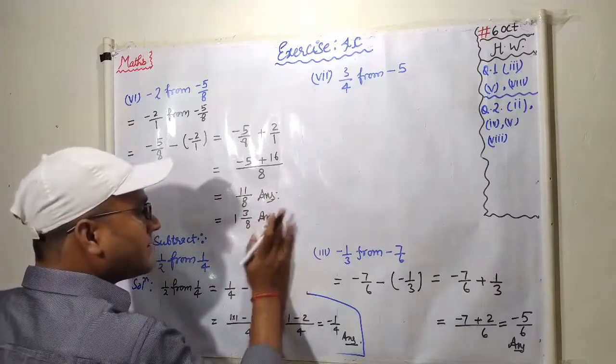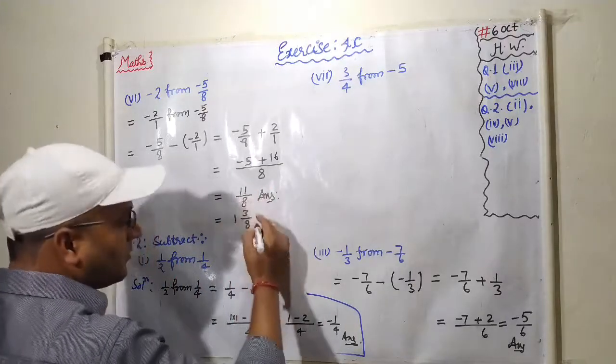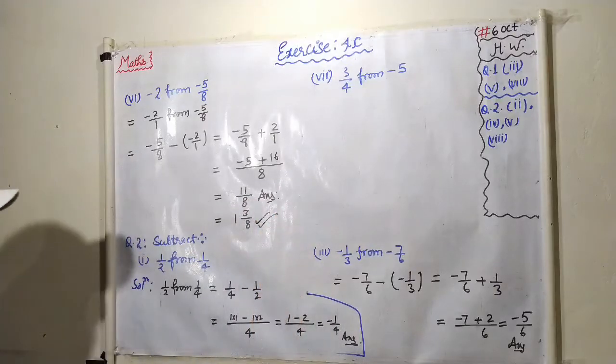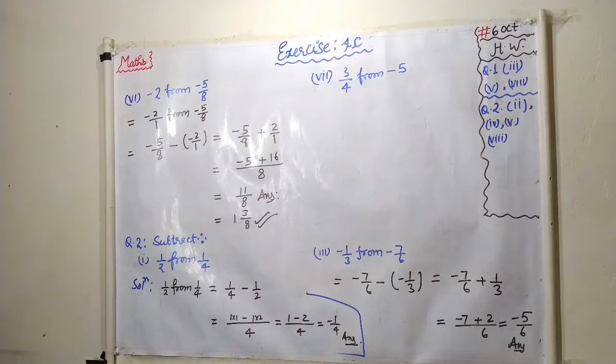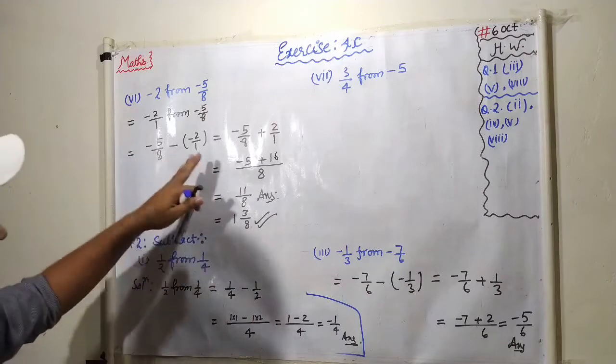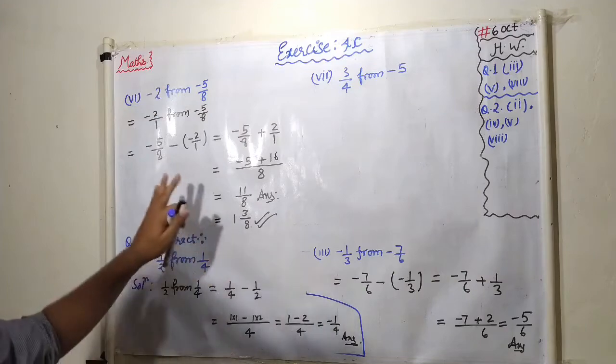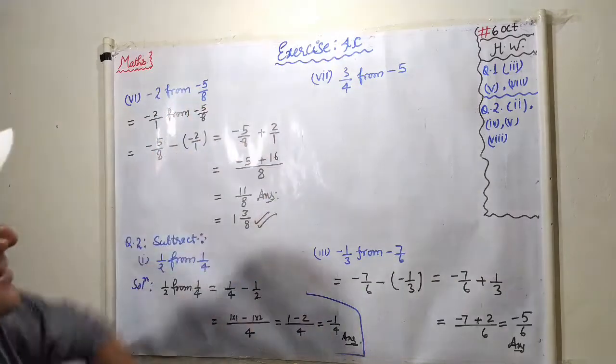Okay. Both the cases you will do that. If your numerator is greater than denominator, you will change it into a mixed fraction. Okay, students. Now any problem? I think it is easy, students. And same as it is this one also.